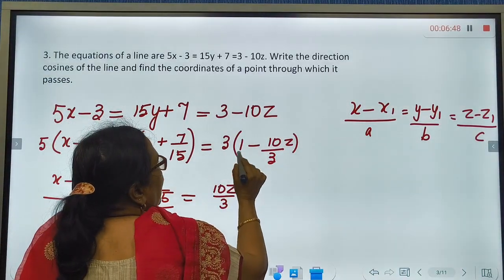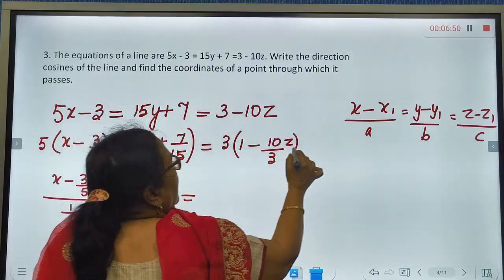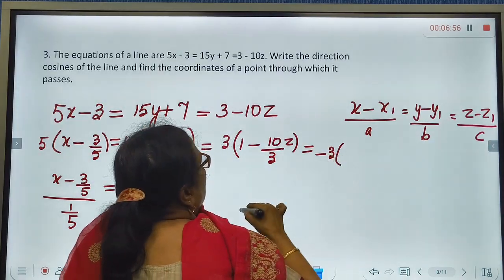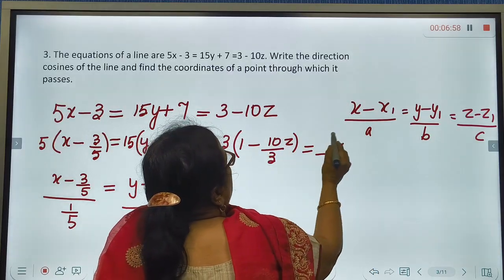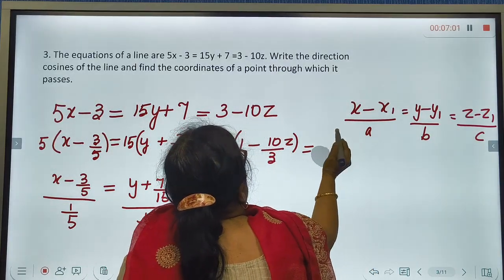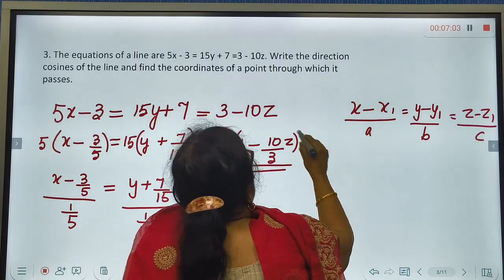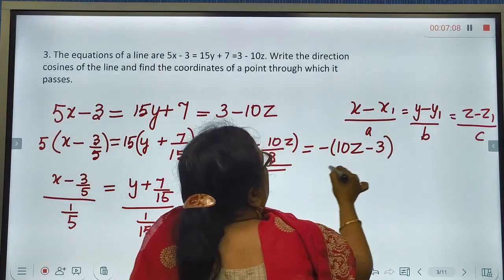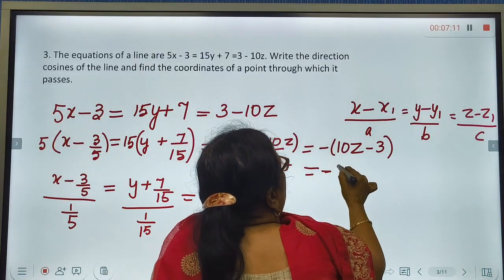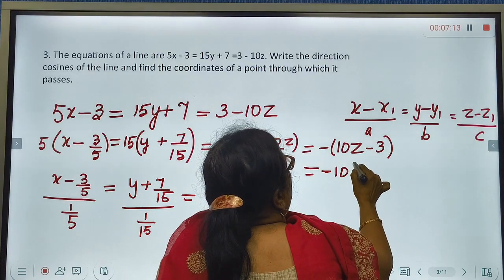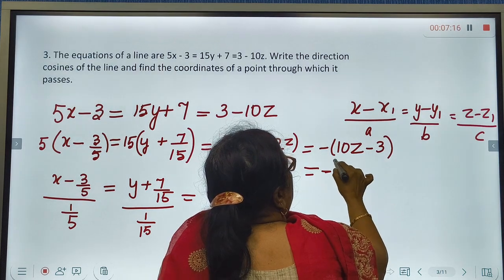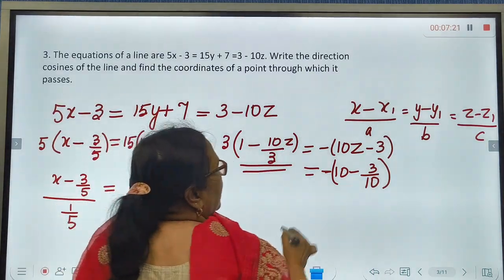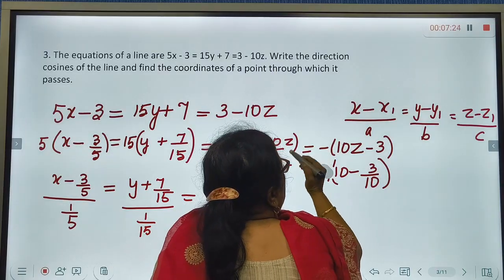Actually, see, this is 10. This is the same thing. I can rewrite it as minus 3 into, right? See, this is, I can write it as minus 3. This is not in the standard form. So I'm going to write this as minus of 10z minus 3. I'll take out this minus 10 outside. Then what will I get? Minus 3 by 10. So within the bracket I am dividing by 10. Okay. Into minus 1. Minus 10.